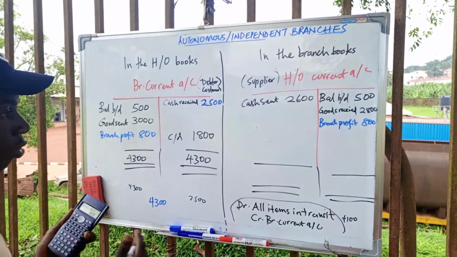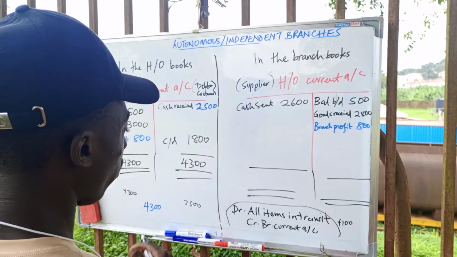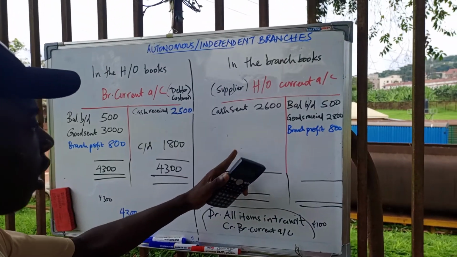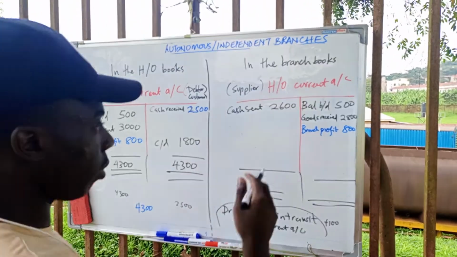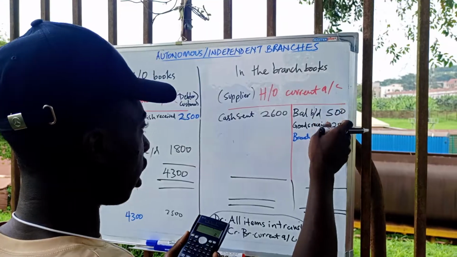1,800. So I have to check whether this balance is the same. Same with this, the closing balance I get this side. If they are not the same, it means there must be some items in transit. So I balance off still. This side I think is bigger.